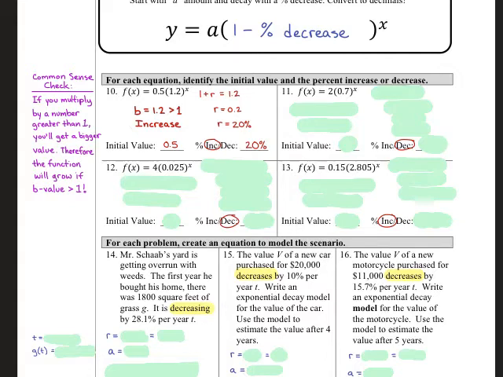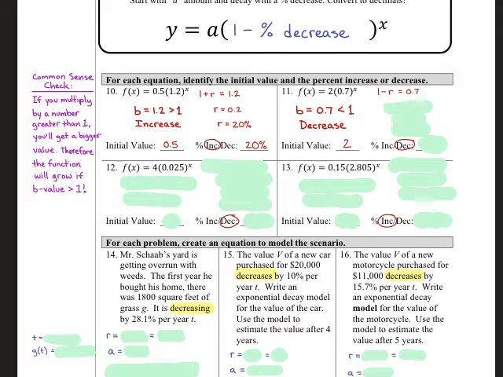All right, number 11, a little different situation here. We have the b value is 0.7, so that is less than 1. So this is going to be a decrease. This is going to be a decay function. So you can see I circled decrease over here. Our initial value is 2. That's the easy part. The more difficult part now, since it's a decrease, we're going to use 1 minus r equals 0.7 to find that percentage.